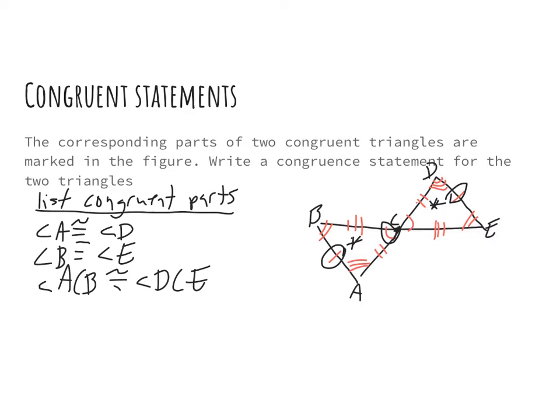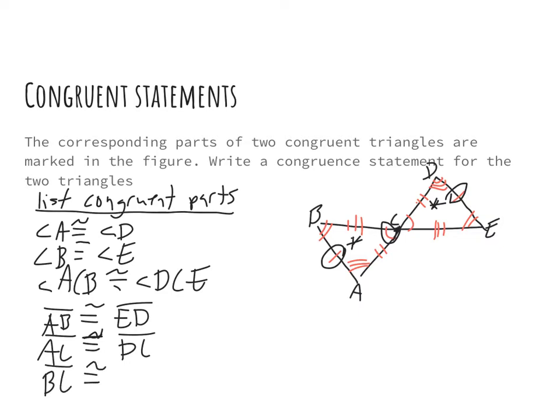We also have side lengths that are congruent. If we take side AB, it has one line through it. Over here, we have side ED. Again, the order doesn't really matter. I could have AB or BA. The next side, AC, has two lines through it. Over here, the one that has two lines through it is DC. And then finally, side BC has three lines through it. The side in the other triangle that has three lines is CE.